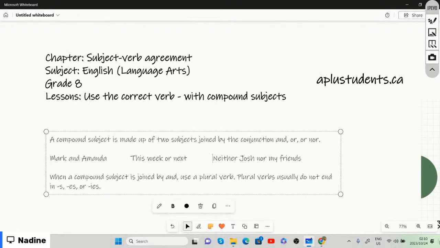And when a compound subject is joined by and, we use a plural verb. So you see, we don't say neither Josh and my friend. Plural verbs usually end in s, es, or ies. That is only when our compound subject is joined by and, then we use a plural verb that usually ends in s, es, or ies.